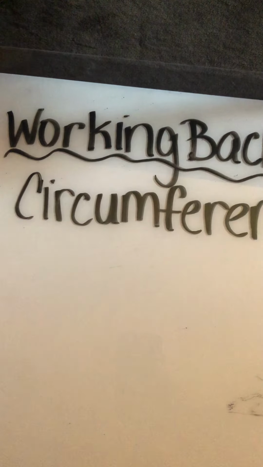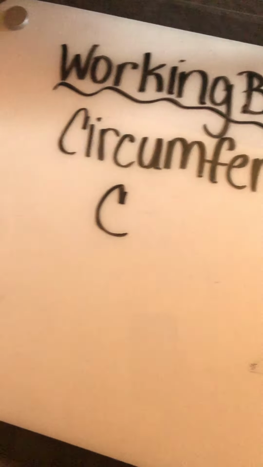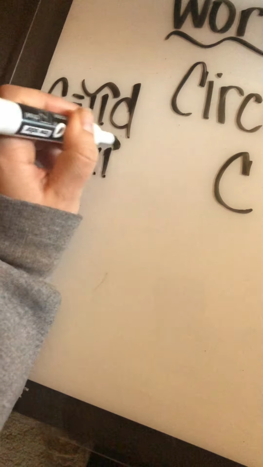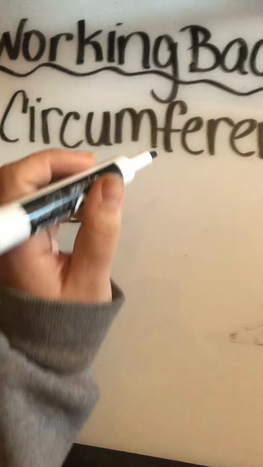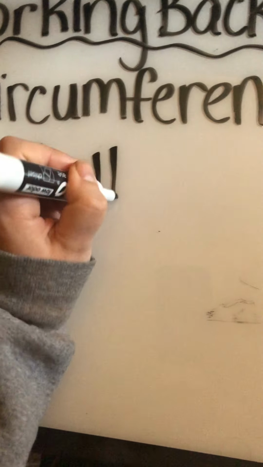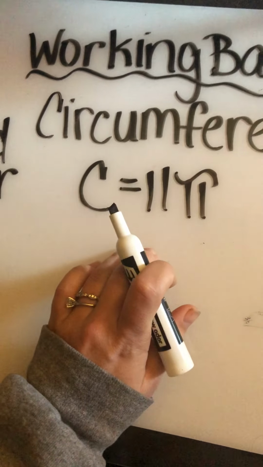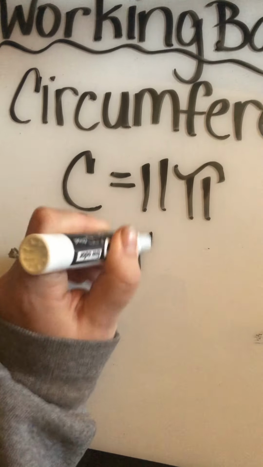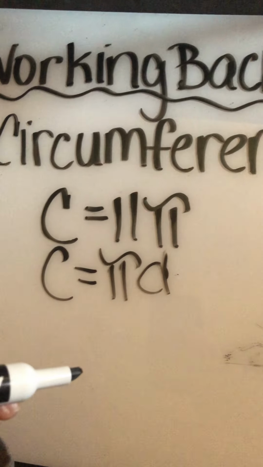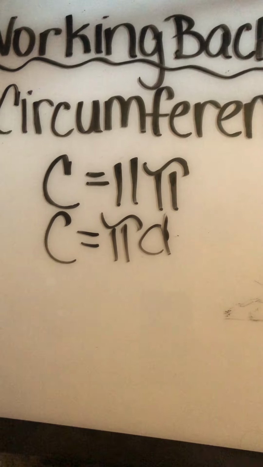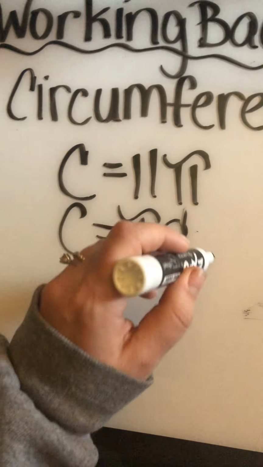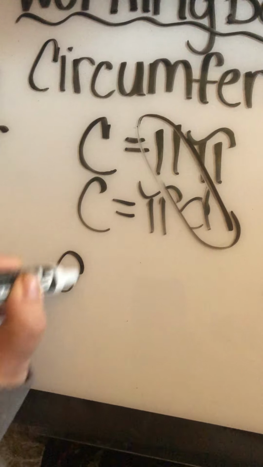If I'm talking about circumference, again, I think about my two formulas, C equals pi d and C equals 2 pi r. But if I know that circumference equals 11 pi, this, to me, looks like our first formula, C equals pi d. And this is what you should have understood from the previous video, that if this is our formula and this is what we were given, then 11 is going to be our diameter.